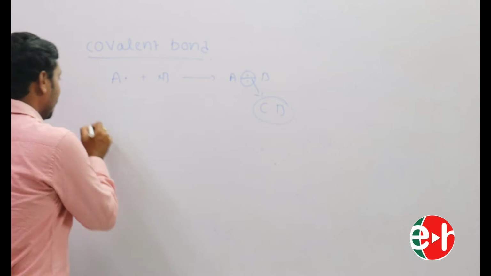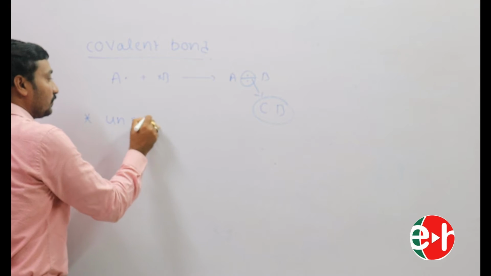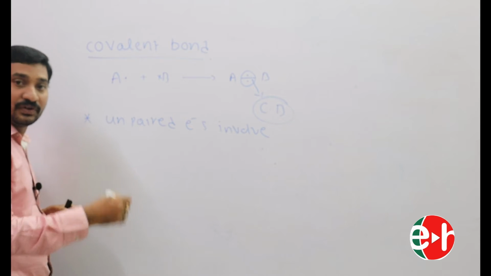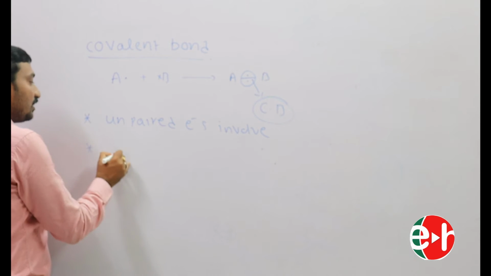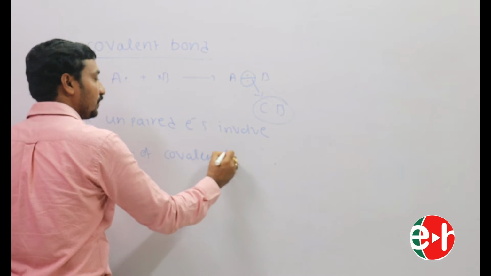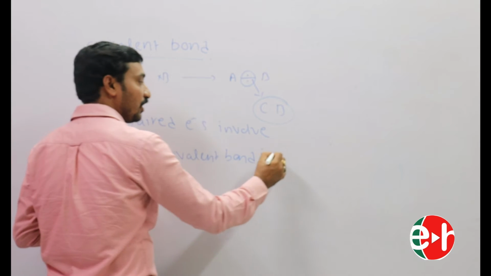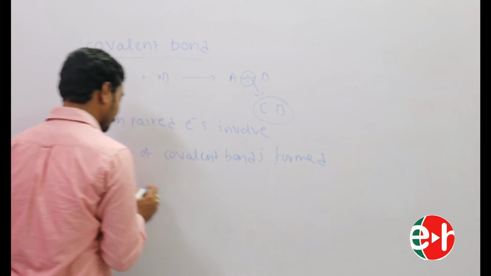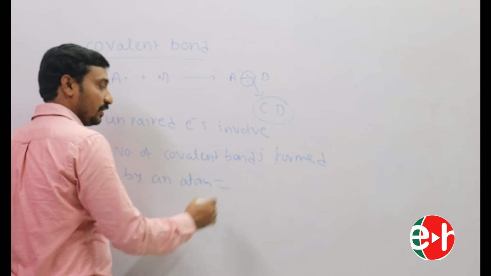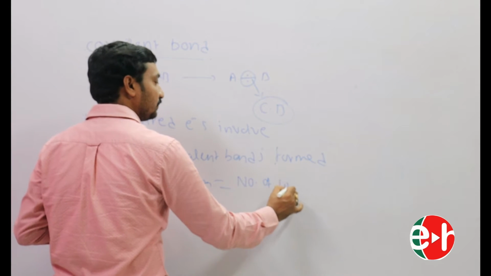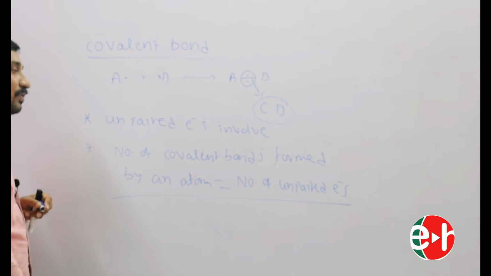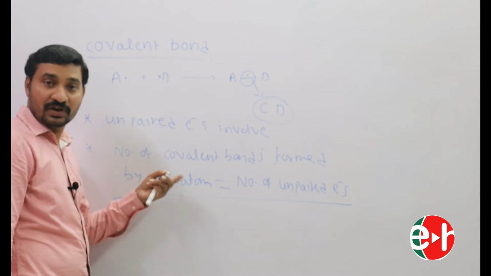Unpaired electrons are involved in the formation of covalent bond, and the number of covalent bonds formed by an atom is equal to the number of unpaired electrons.